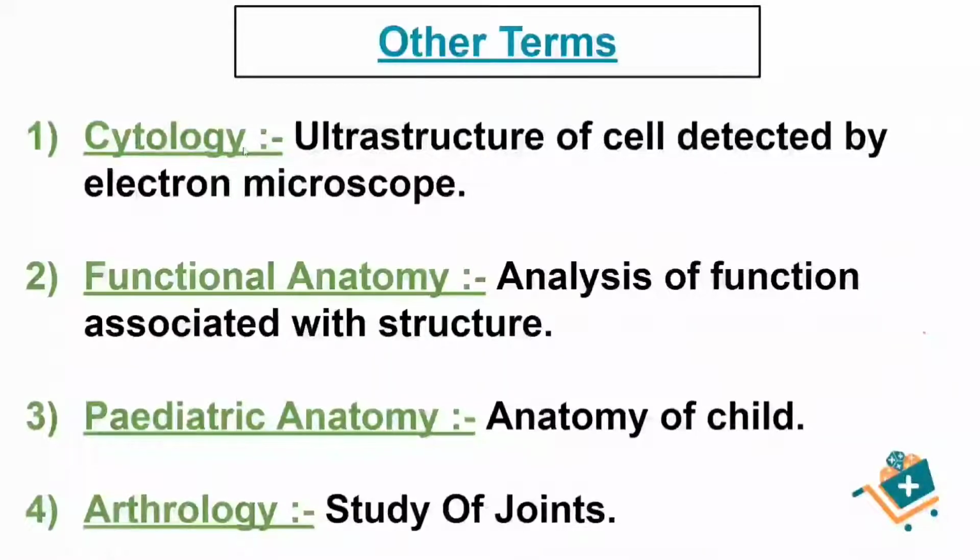Then functional anatomy. Functional anatomy is analyzing or studying the anatomy of the body according to the functions and correlating them with the structures. And pediatric anatomy, pediatrics means relating to children. So anatomy of a child means pediatric anatomy, and arthrology, the study of the joints. Next slide.